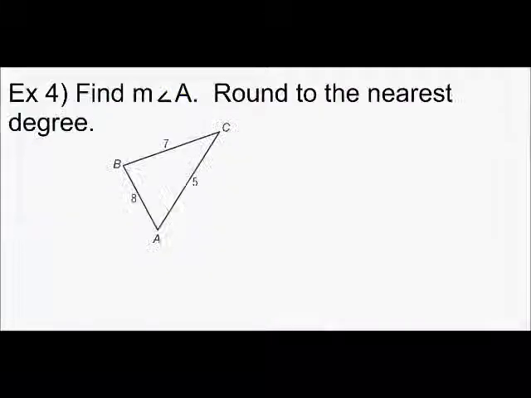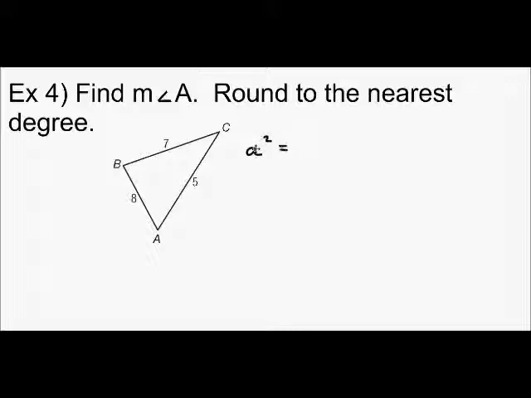Example 4, and this is our last example for lesson 5. We want to find the measure of angle A and round to the nearest degree. You'll notice here that we don't have any angle measures at all. We only have sides. But we're looking for angle A. Remember, you only have one angle in a law of cosines problem.